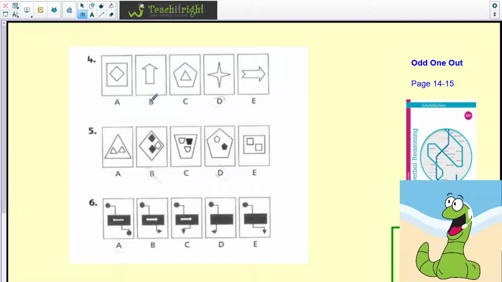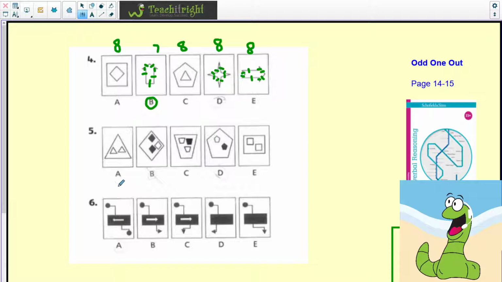Question 4, the answer is B. And the reason it's B is because all the other 4 have a total of 8 sides. So if I count them up, 8 sides: 1, 2, 3, 4, 5, 6, 7, 8. And then this one, you have to be quite clever when you're counting them up. 1, 2, 3, 4, 5, 6, 7, 8. Just be careful when you're counting up those smaller sides. So the answer was B, because this one's got 1, 2, 3, 4, 5, 6, 7.